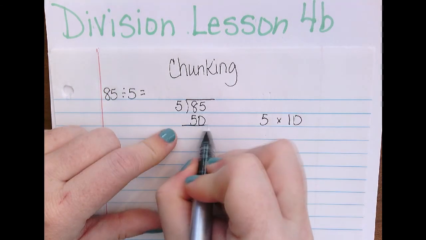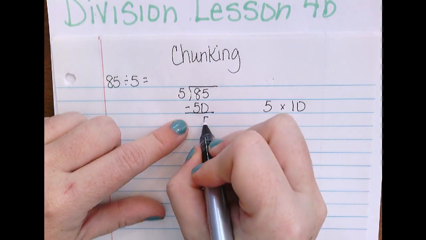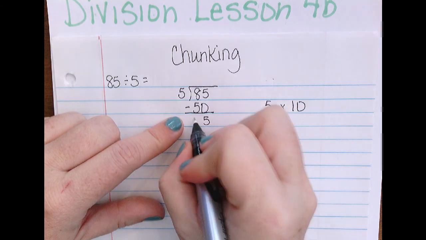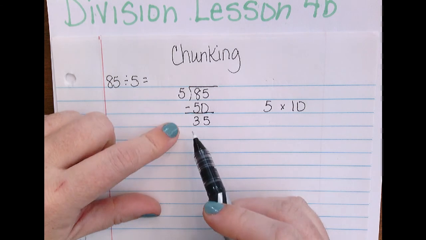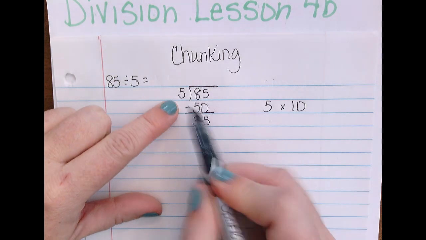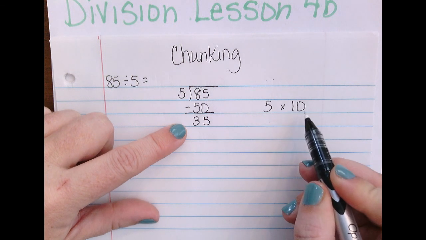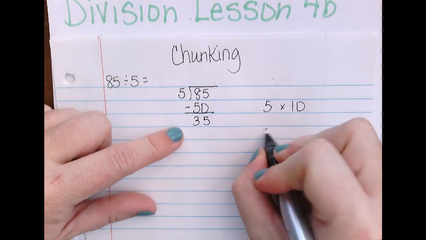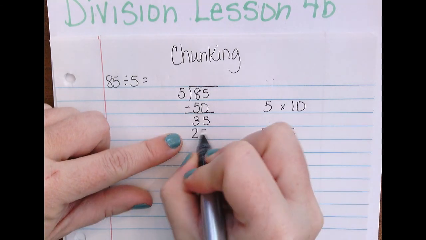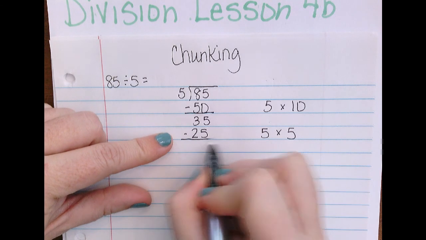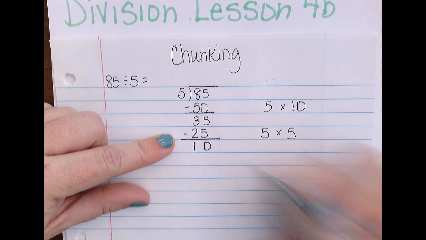Next we're going to subtract that out, and that gives me 5 minus 0 is 5, and 8 minus 5 is 3. So I still have 35 left. How many times does 5 go into 35? As easy as 10s are, 5s are pretty easy as well. So I'm going to go with 5 times 5, and that gives me 25. I'm going to subtract 25 out of there. 5 minus 5 is 0. 3 minus 2 is 1.